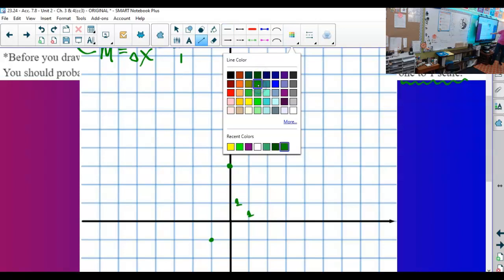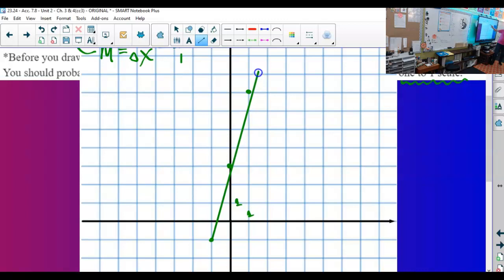Sorry, I felt like I was talking over you. You got more? You can just make a line off that. Technically, we want 3 points. I know 2 points makes a line, but you want to check your work by making sure you have 3 points before you connect it.